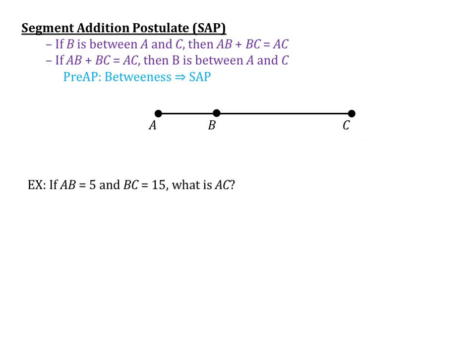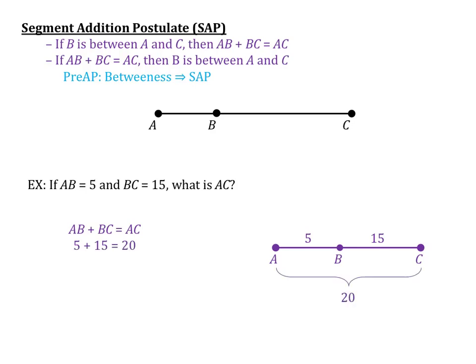Let's try an example. If AB equals 5 and BC equals 15, then what is AC? So the first thing I'm going to do is draw my picture and label my parts. So AB is 5 and BC is 15. Well, using the segment addition postulate, we know that AB plus BC is equal to AC. So if I just substitute in what I have, AB is 5 and BC is 15, then that means my whole segment AC is equal to 20.